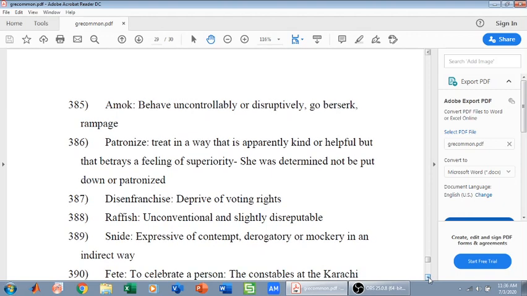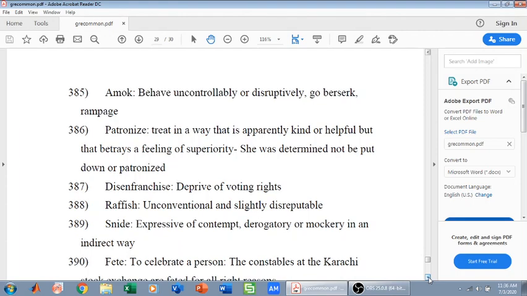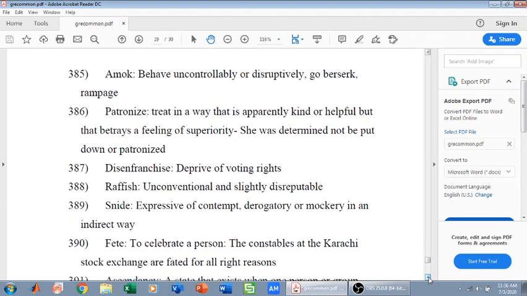Snide. Snide means expressive of contempt, derogatory or mockery in an indirect way, to taunt in an indirect way, to demean in an indirect way, to pass derogatory statements in an indirect way, not in a direct way. So snide is derogatory or mockery in an indirect way. Fete means to celebrate a person. For example, the constables at the Karachi Stock Exchange are feted for all the right reasons. Fine. They are celebrated for all the right reasons.